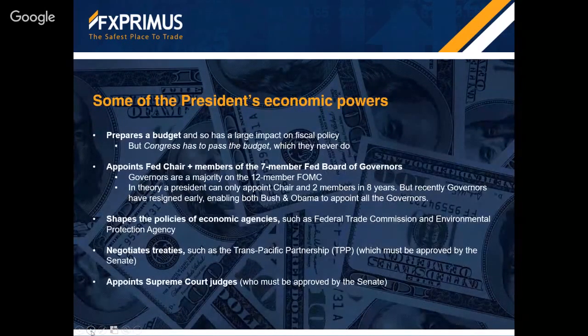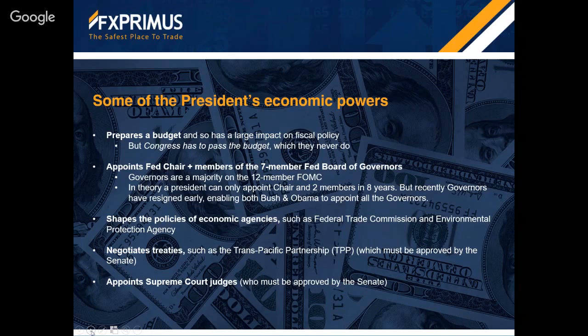So why do people put so much focus on the president? Why do people think that the president has magical powers to control the economy? Why do they think that he doesn't? Actually, the president doesn't, but the president does have a lot of power. First off, the president prepares the budget, so the president has a large impact on fiscal policy.